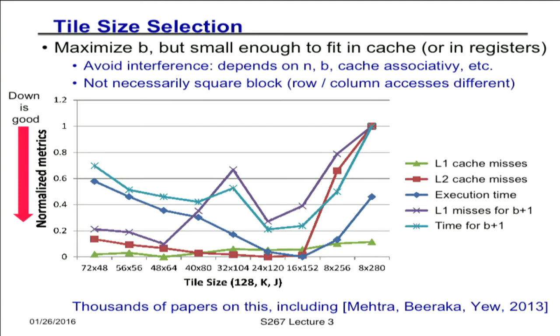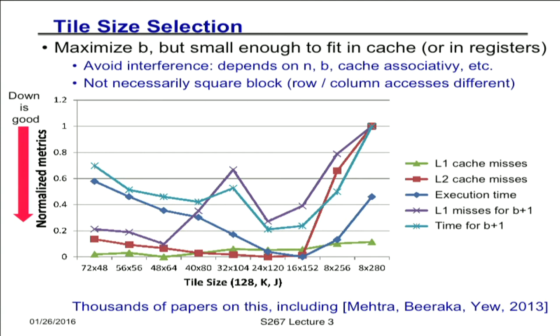Then we've got the L2 cache misses, and they're generally pretty low also, but then you get a size here where it gets to be too large and it falls out of the L2. Then the execution time follows sort of a similar pattern. That's the lighter blue line here.